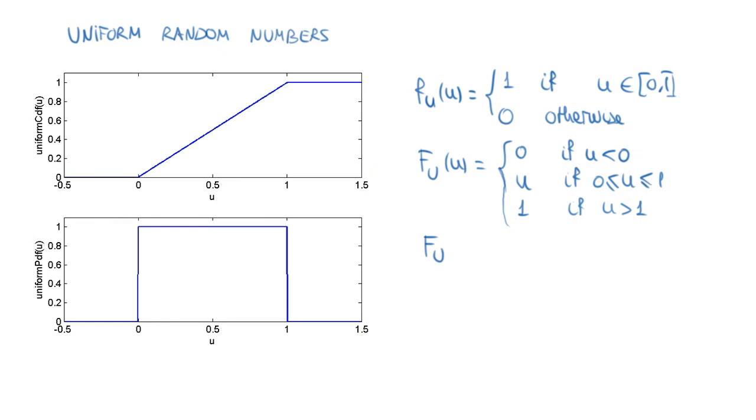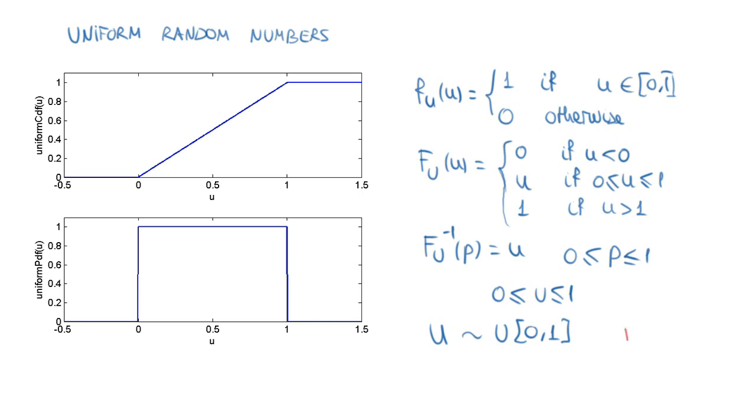The inverse of the CDF, evaluated at the probability level p, is equal to u. P is a probability level, therefore it is between 0 and 1, and u will be in the support of the distribution, so also between 0 and 1. To generate a random number from a uniform 0, 1 distribution, we will use the function rand.